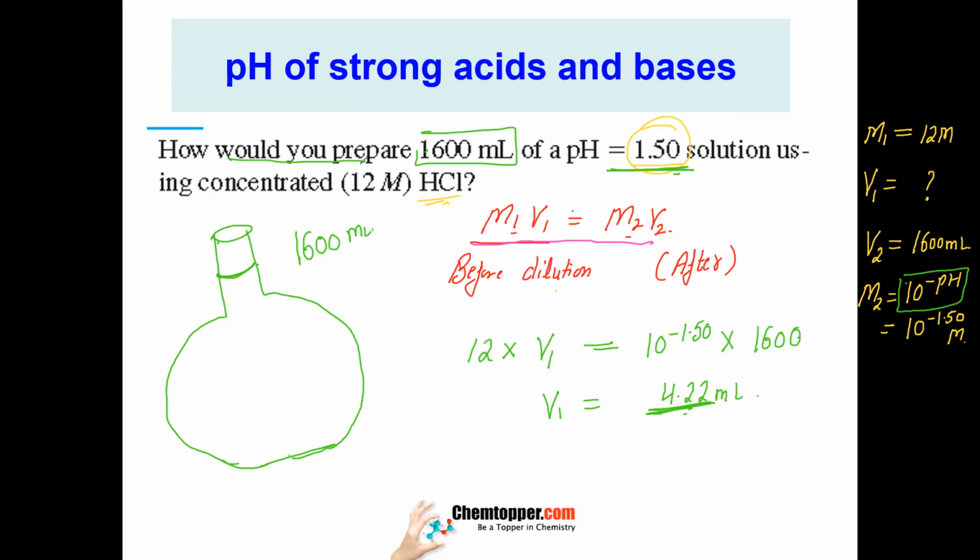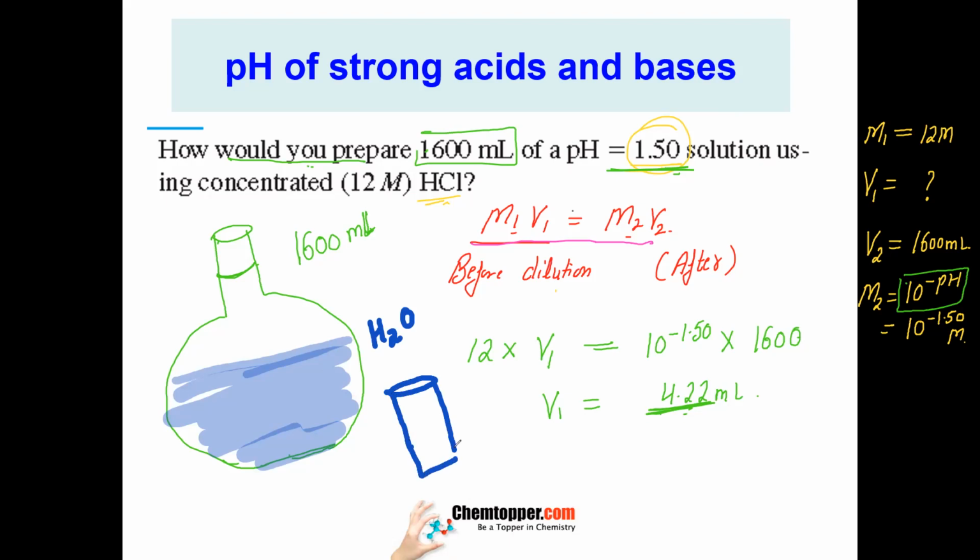Okay. Now I'm teaching you this again. How would you prepare? So I'll take a 1600 ml flask and I put water first. I'm going to fill it half with the water. This is water, H2O. Now I'm going to take a graduated cylinder because they will ask you to write down all the steps. In that, I'm going to measure this 4.2 ml of the acid. This is the acid. Let's say this mark is 4.22 ml.